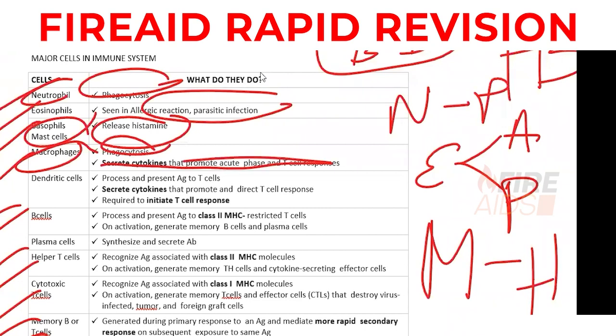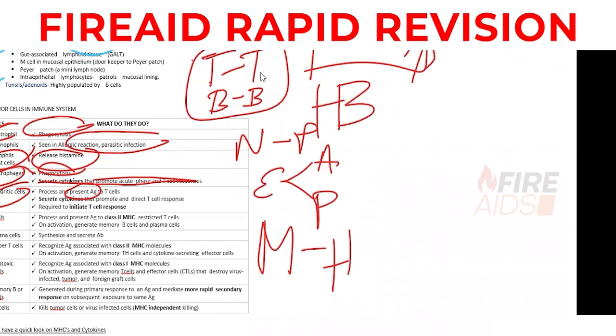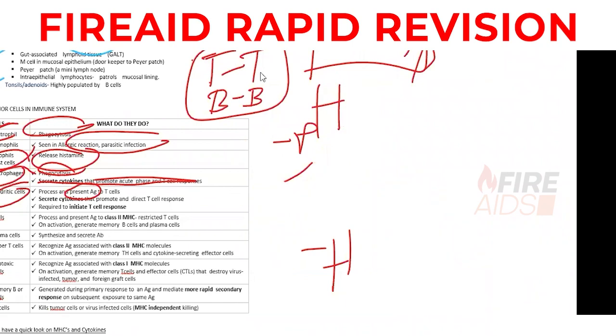Then come dendritic cells. Only one point I want you to remember: dendritic cells are antigen presenting cells. Their function is antigen presenting. Dendritic cell, antigen presenting. This is a lot of MCQs actually, asked a lot of times. So you must know.